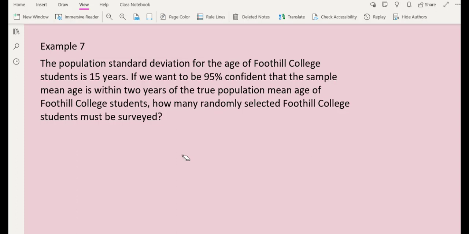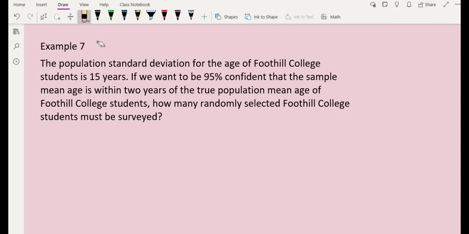Let's just jump right into it for example 7. The population standard deviation for the age of Foothill College students is 15 years. If we want to be 95% confident that the sample mean is within 2 years of the true population mean age of the Foothill College students, how many randomly selected Foothill College students must be surveyed?